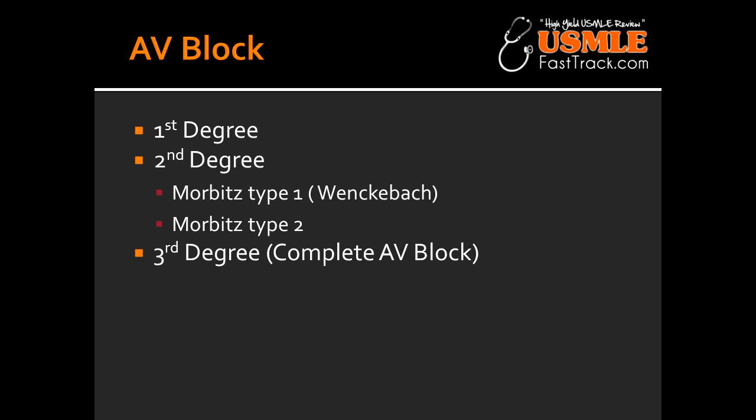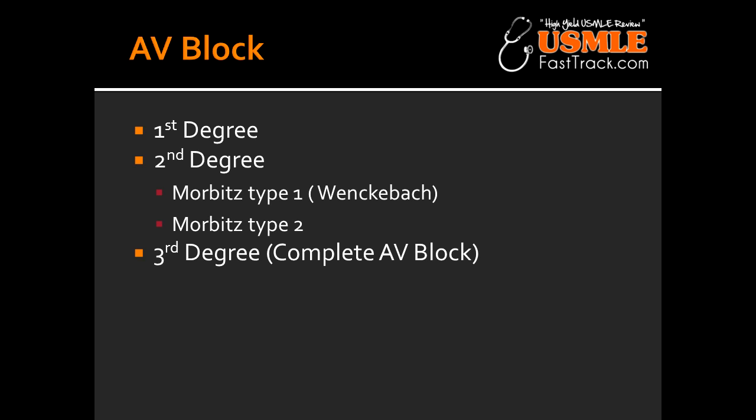What is third degree AV block, also known as complete AV block? Third degree AV block is when the atria and the ventricles beat independently of each other. Both P waves and QRS complexes are present, but in this condition the P waves bear no relation to the QRS complexes. So in this, the P wave can come at whatever interval it wants, whatever time it wants.